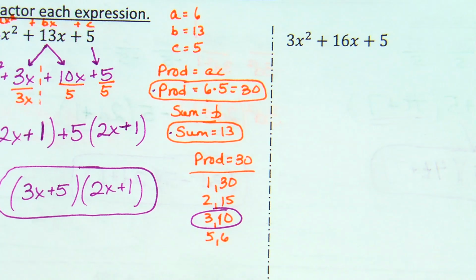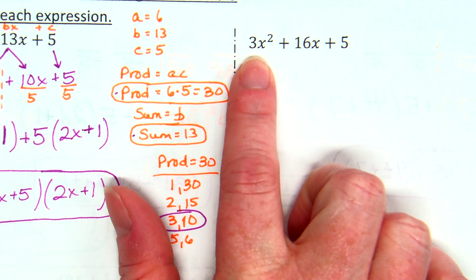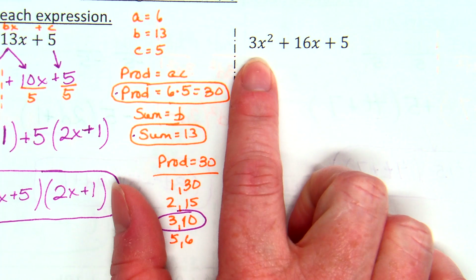3x squared plus 16x plus 5. So notice, first of all, there is an a value, isn't there? So that matters because I'm not going to be able to just jump into 2 parentheses. So I can put x and x. Do they have a GCF in common for all three of these terms? No. So, what do we do?